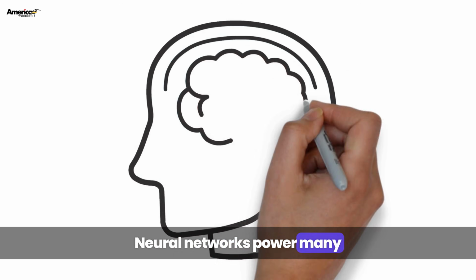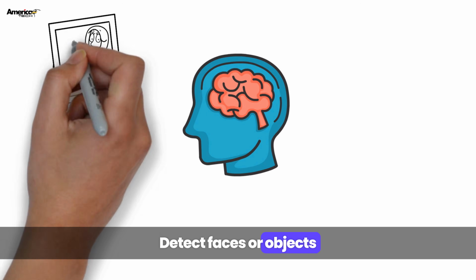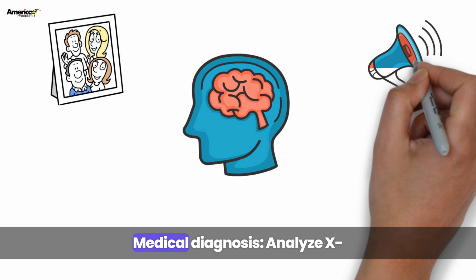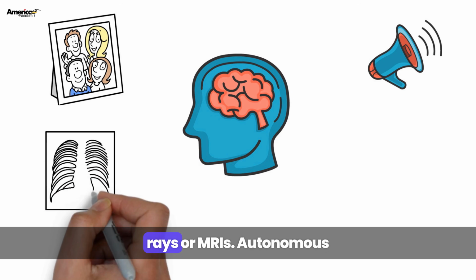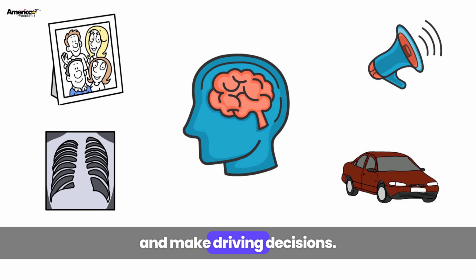Neural networks power many things you use every day. Image recognition: detect faces or objects in photos. Speech to text: convert spoken words into written text. Medical diagnosis: analyze X-rays or MRIs. And autonomous vehicles: recognize objects and make driving decisions.